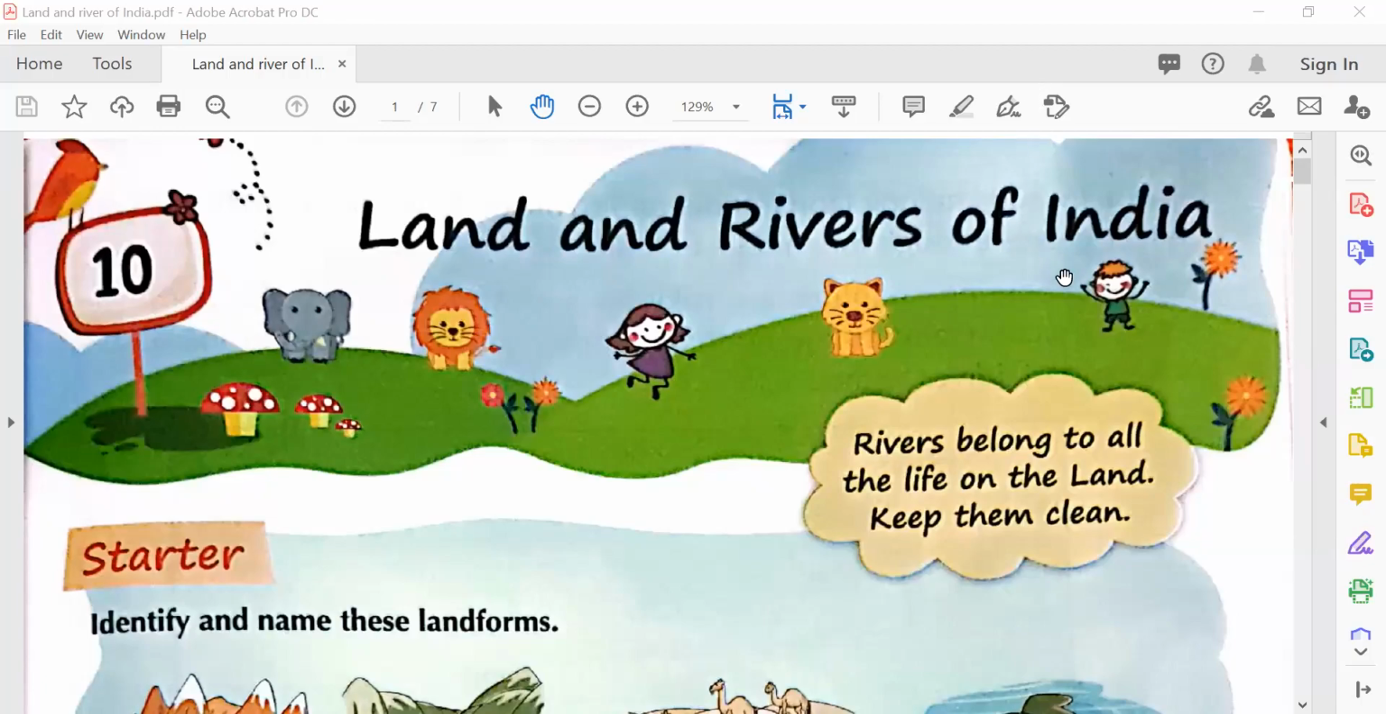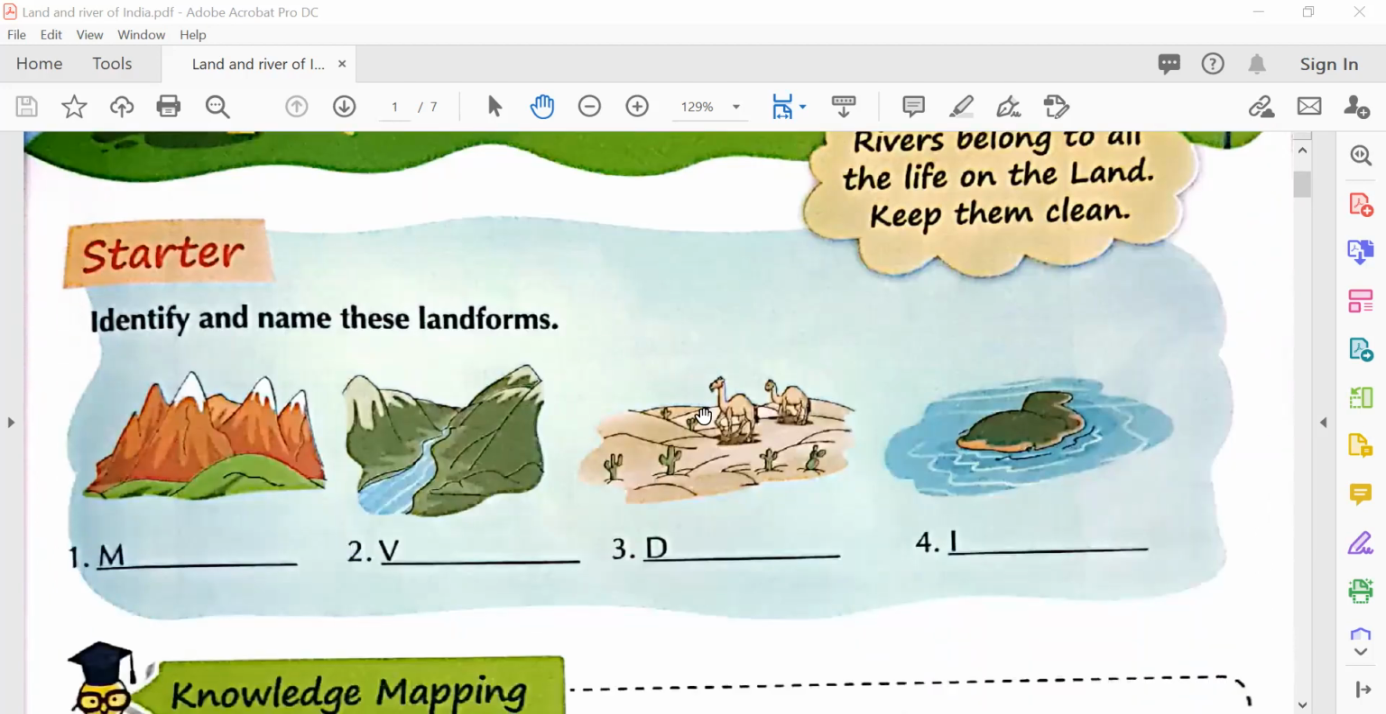Hello everyone, today we are going to study land and rivers of India, and this is from the EVS book of Standard 3rd. I have with me Mariam. Hello Mariam. Hello everybody. So this is chapter 10th of the book. So let's see Part A of the book.